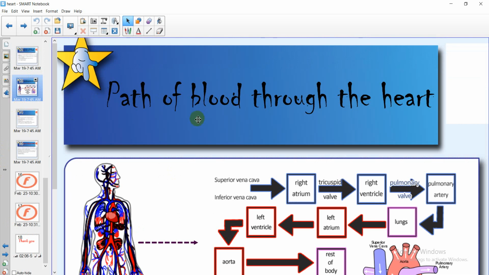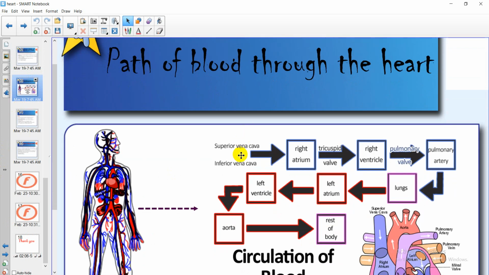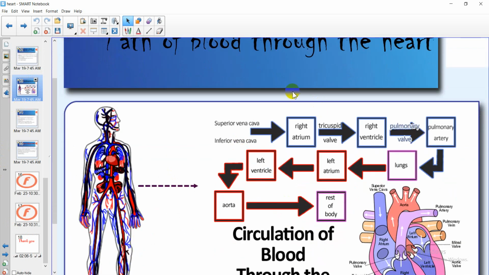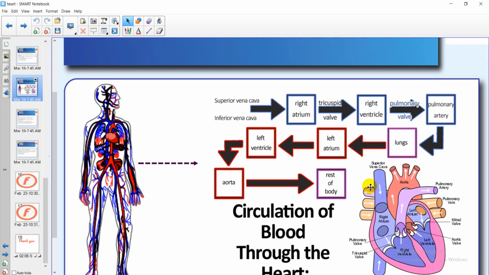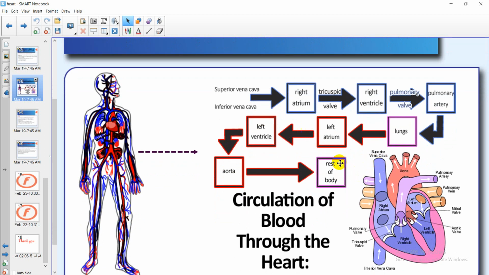Path of the blood through the heart. It starts with the superior and inferior vena cava, as you will see here, superior and inferior vena cava. After this, the blood moves to the right atrium. After this, by the valve, it moves to the right ventricle.